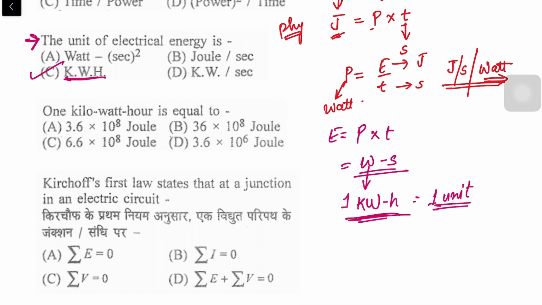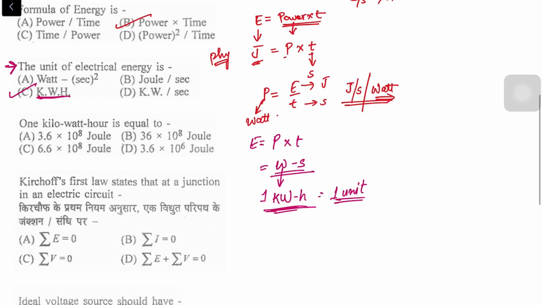Next, 1 kilowatt hour is equal to, so how do we actually come across this? 1 kilowatt hour I am talking about, but actually the original unit of energy is watt second only.